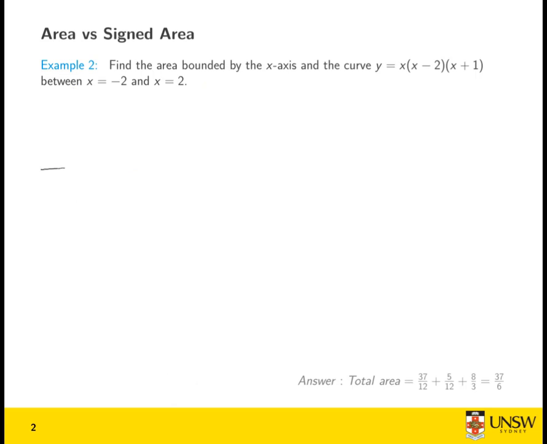It's a cubic, and the x-intercepts are 0, 2, and -1. The limit as x approaches plus infinity is plus infinity. And that's enough to know what shape we get. We're going to get something like that.